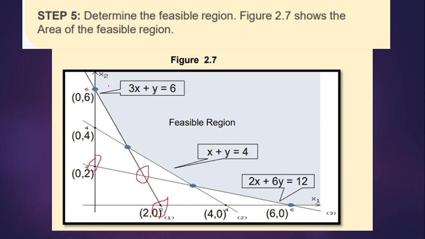So, that would be the graphing of the minimization problem.